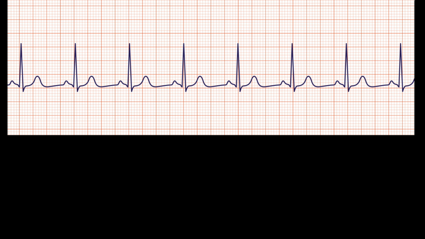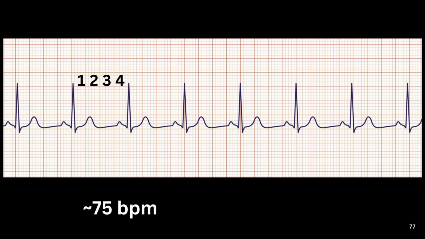Now you should solve this ECG. Coming to the rate calculation of this ECG, if you count the large squares, the rate of this rhythm is 75 beats per minute.